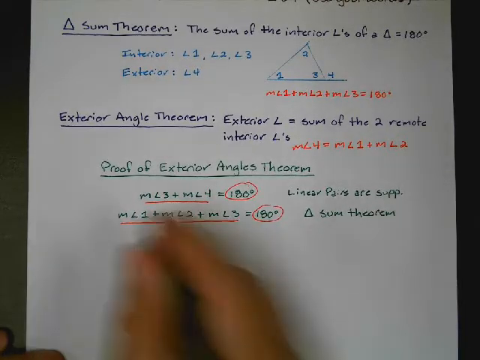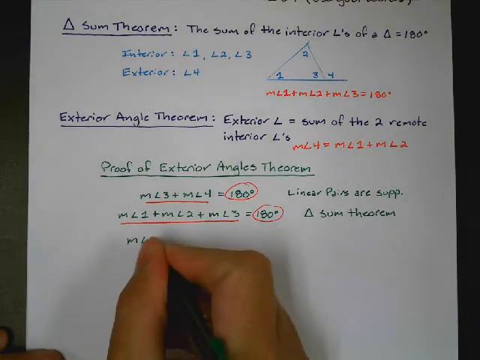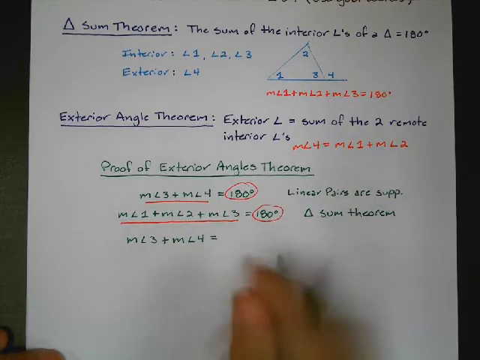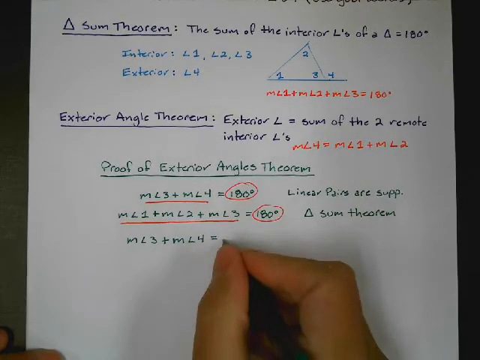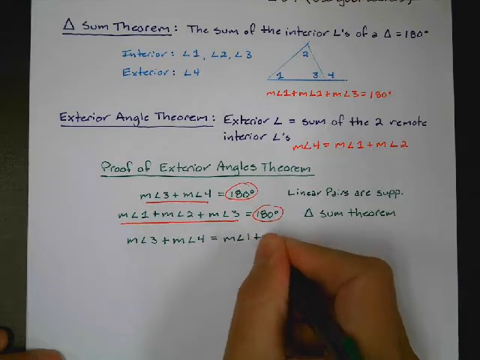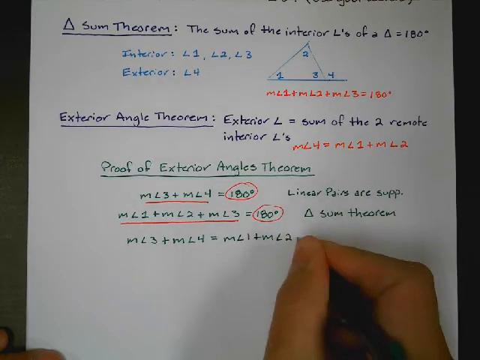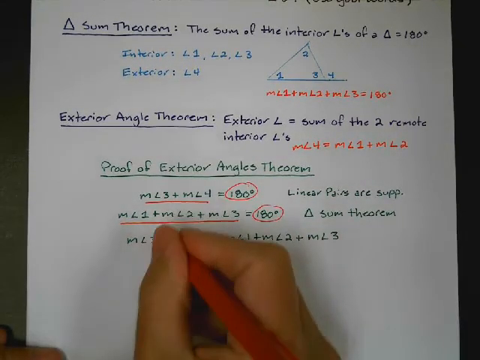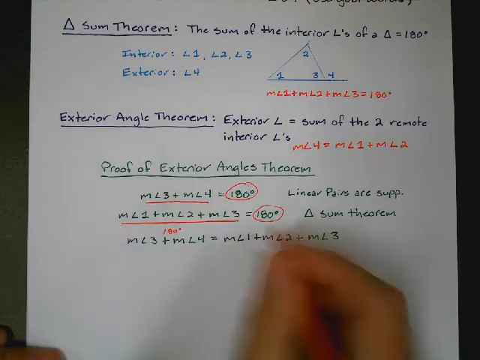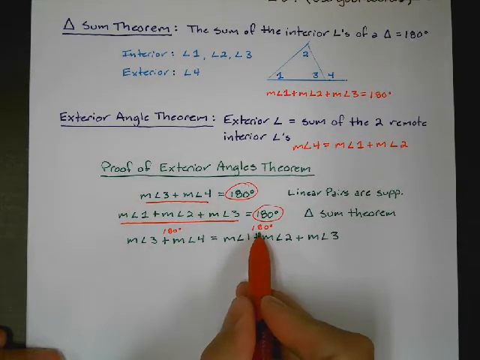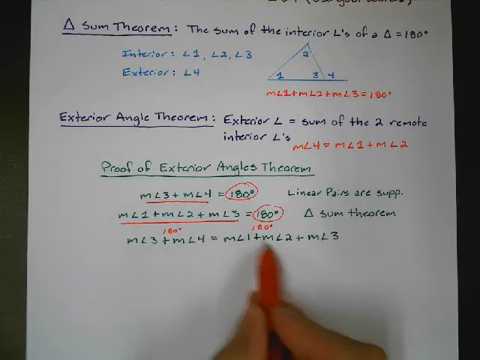So I'm going to write the measurement of angle 3 plus the measurement of angle 4 is equal to this one, measurement of angle 1 plus the measurement of angle 2 plus the measurement of angle 3. Now remember, this side was equal to 180 degrees, and this side's equal to 180 degrees. So all I'm saying here is the 180 degrees is equal to 180 degrees, which is obviously true, because this one was equal to 180 degrees, and this one was equal to 180 degrees.